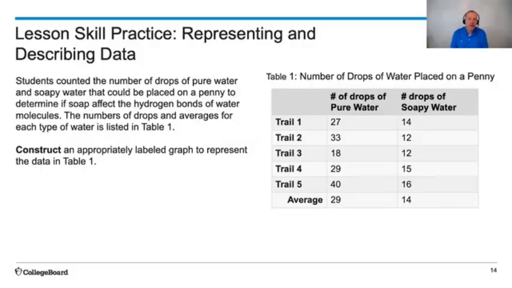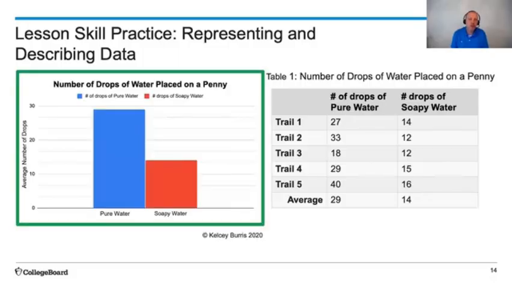Welcome back. You should have constructed an appropriately labeled graph to represent the data in Table 1, which is the number of drops of water placed on a penny. You should have produced a bar graph because you're comparing the average number of drops of pure water to the number of drops of soapy water.